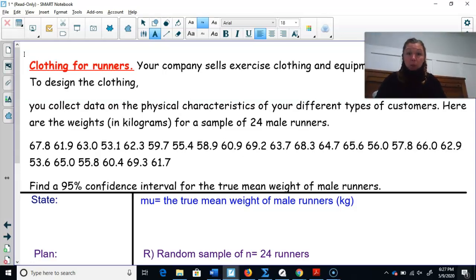Okay, so your company sells exercise clothing and equipment on the internet to design clothing. You collect data on the physical characteristics of your different types of customers. Here are the weights in kilograms for a sample of 24 male runners. So they give it to us below. Find a 95% confidence interval for the true mean weight of the male runners.